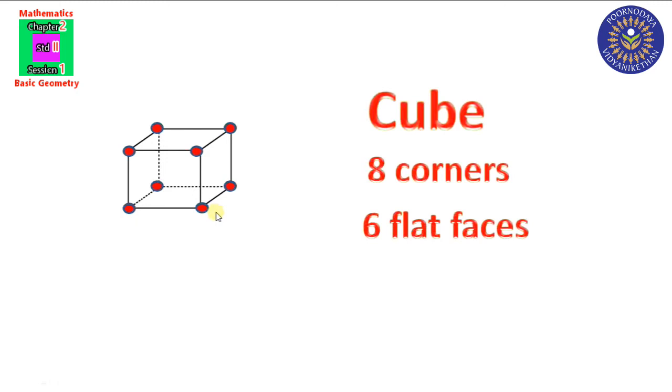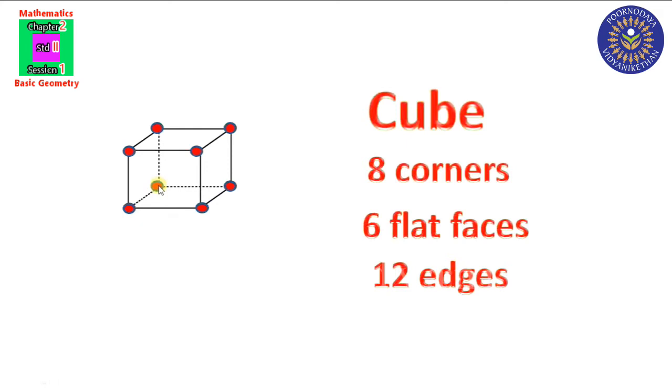Okay. Next we are going to learn the edges. The faces joined together and formed the edges. The place where two faces are joined is called an edge. Now look at this picture and tell me how many edges it has. 1, 2, 3, 4, 5, 6, 7, 8, 9, 10, 11, 12. A cube has 12 edges.